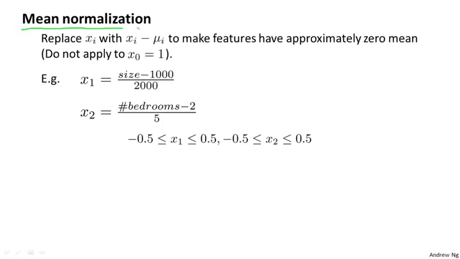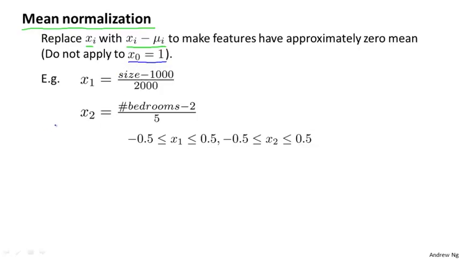In addition to dividing by the maximum value, when performing feature scaling, sometimes people will also do what's called mean normalization. What I mean by that is that you might take a feature xi and replace it with xi minus mu i, to make your features have approximately 0 mean. And obviously we won't apply this to the feature x0, because the feature x0 is always equal to 1, so it cannot have an average value of 0.